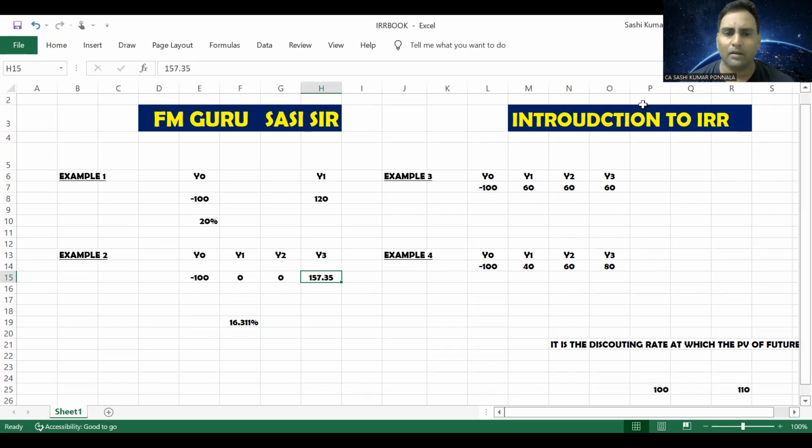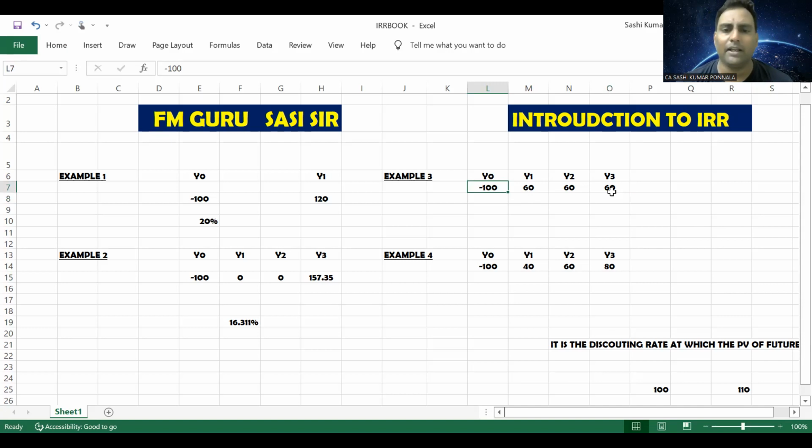In the third example, you are investing 100 where you will receive 60 rupees in the first year as a reward, 60 rupees of return as a reward in second year, 60 rupees of return as a reward in the third year. In other words, you are investing 100 to get 60 rupees every year for a period of how many years? 3 years.